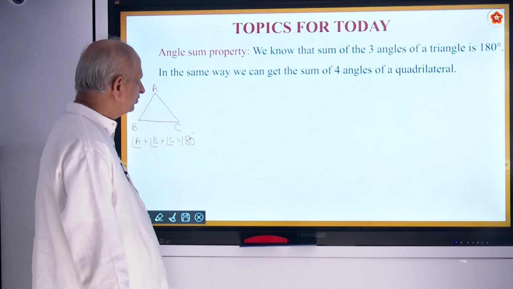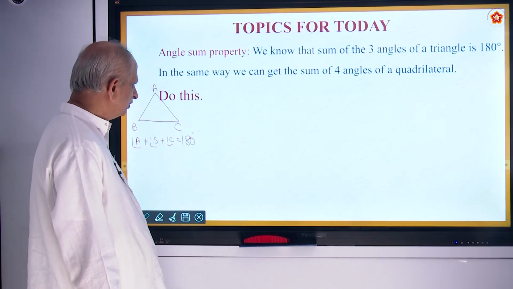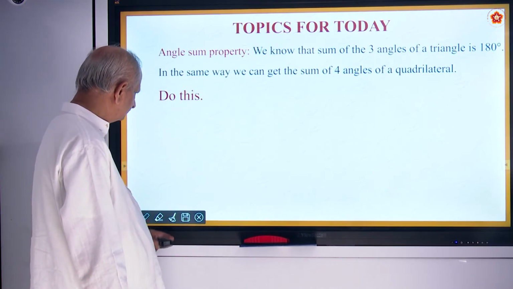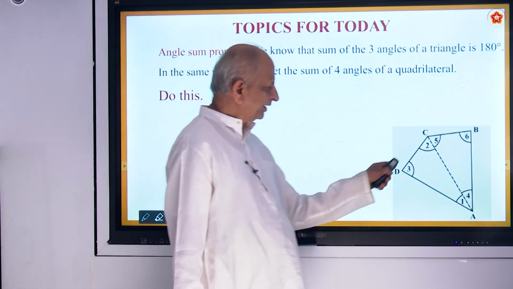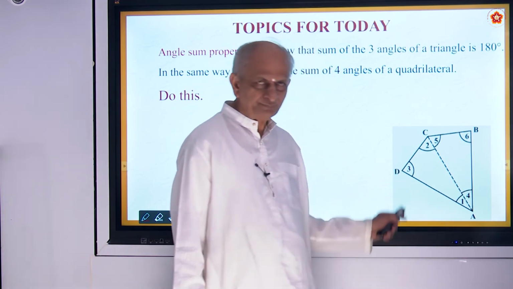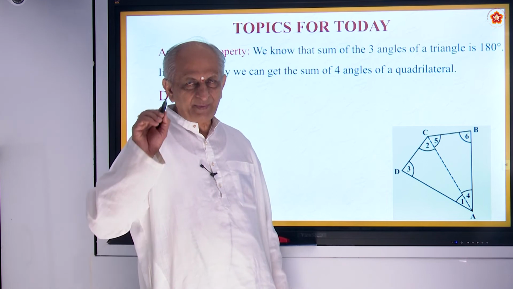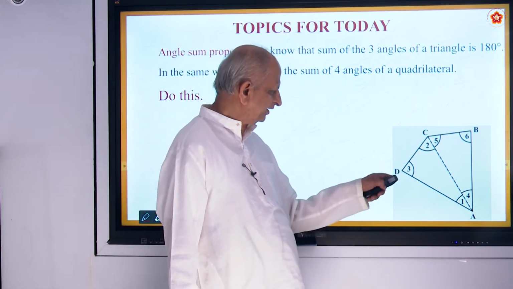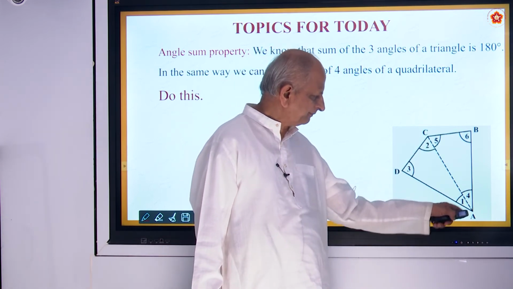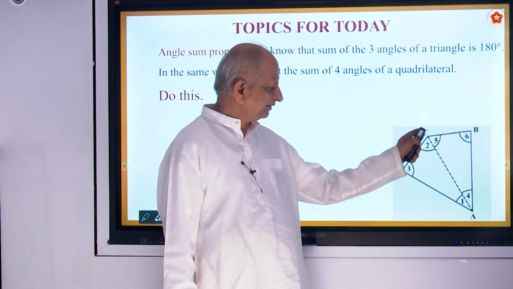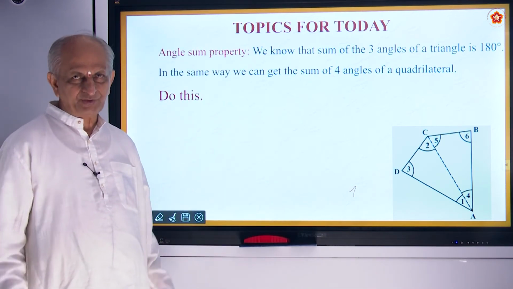Now we are coming to the 8th class, that is about quadrilaterals. There is a small activity here: draw a quadrilateral. It may be any quadrilateral. What is the meaning of the word quadrilateral? A polygon having 4 sides. What are the 4 sides here? AB, BC, CD, DA. And what is this AC called? AC is called a diagonal.